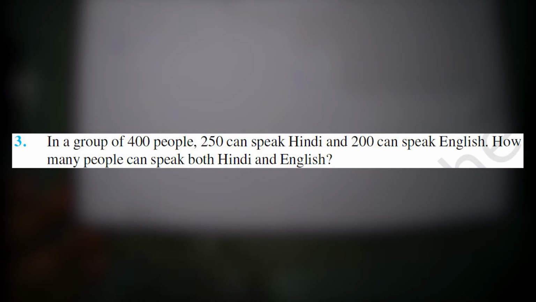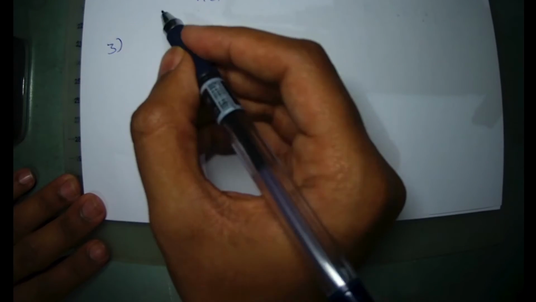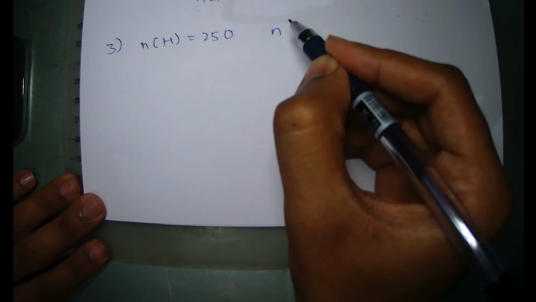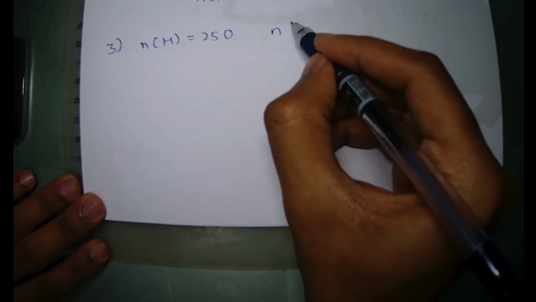So coming to the third question. In a group of 400 people, 250 can speak Hindi, 200 can speak English. How many people can speak both Hindi and English? The people who can speak Hindi, we'll take it as set H. So the number of people in set H is 250. The number of people who can speak English is 200, so we'll take that as set E. The number of people in set E is 200.